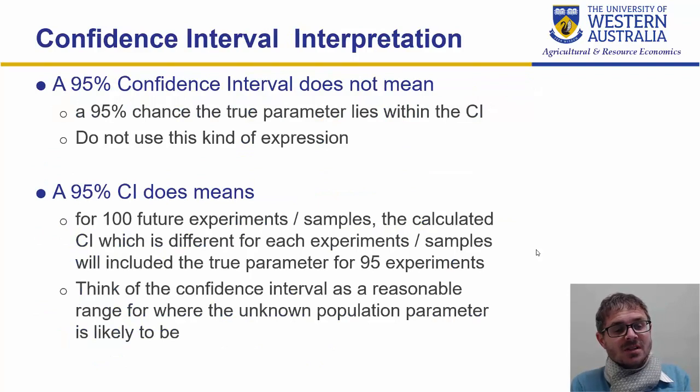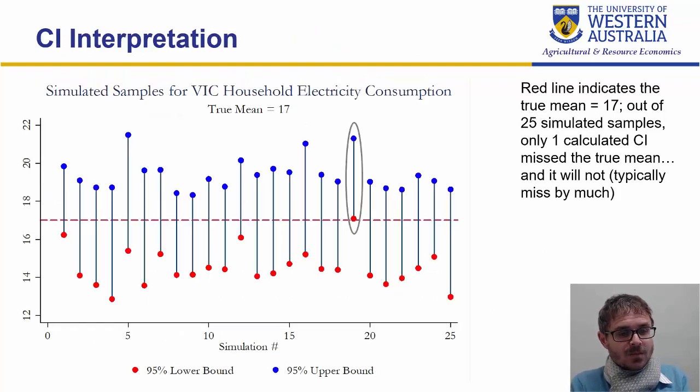So a confidence interval does not mean there's a 95% chance the true parameter value lies in the confidence interval. It does mean that it's a reasonable range for thinking about where the population parameter lies. This is a very tricky concept to get your head around, but let's see if we can make some sense of it with this example.